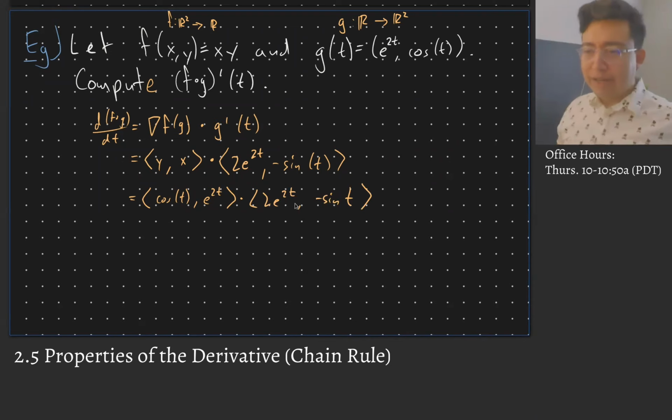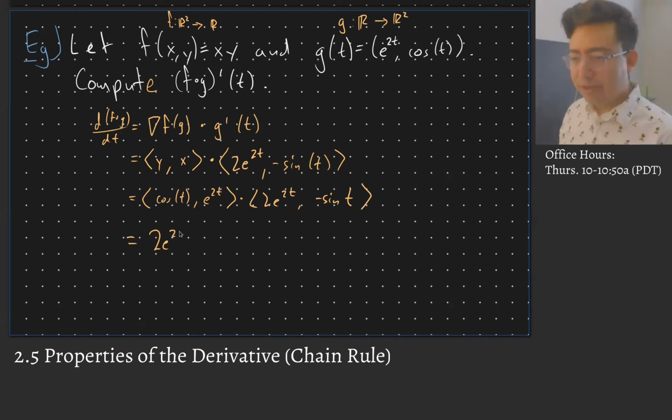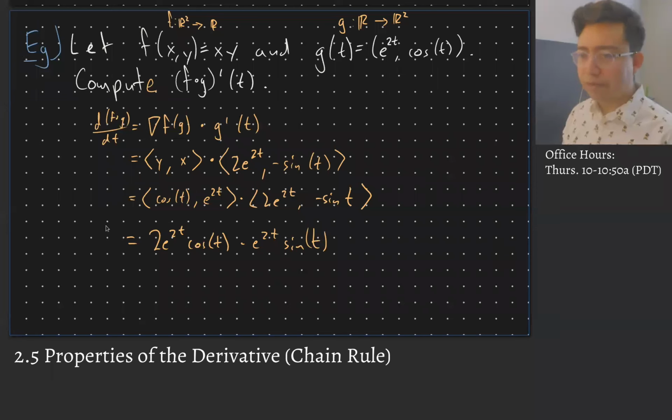So now let's go ahead and take this dot product, and we get 2e to the 2t cosine of t plus, or I should say minus, because this minus comes from this negative sign, minus e to the 2t sine of t. And that there is our derivative.